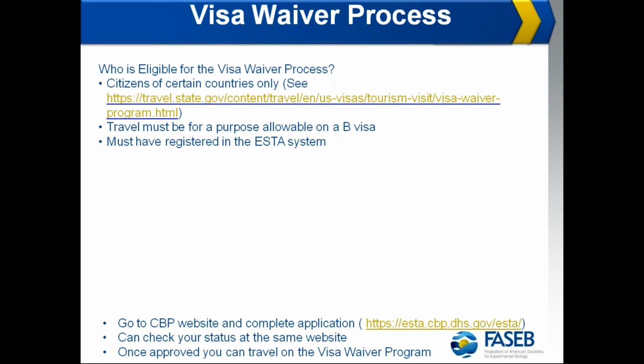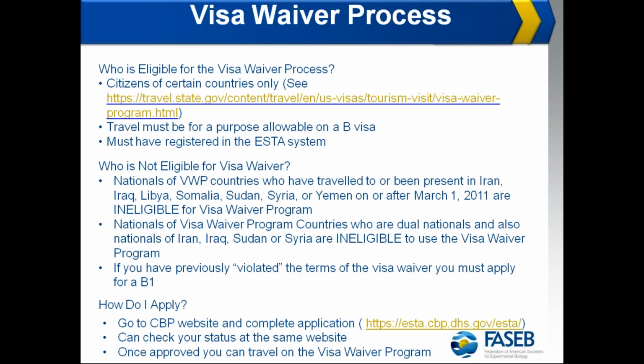Now, there's a couple of points that are important to note about the visa waiver process. Who's not eligible? So let's say, for example, as was pointed out at the outset, I'm actually from Northern Ireland, part of the United Kingdom. So if I wanted to come to the United States to attend a conference, I could do so using the visa waiver. However, if I or a national of a visa waiver country had actually traveled to or been present in one of the following countries, Iran, Iraq, Libya, Somalia, Sudan, Syria, or Yemen, on or after March of 2011, they are actually ineligible for the visa waiver program.